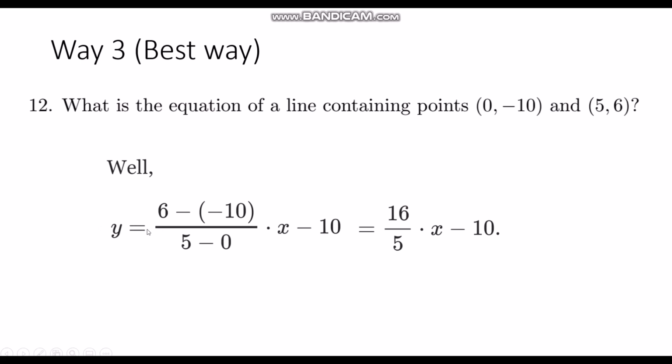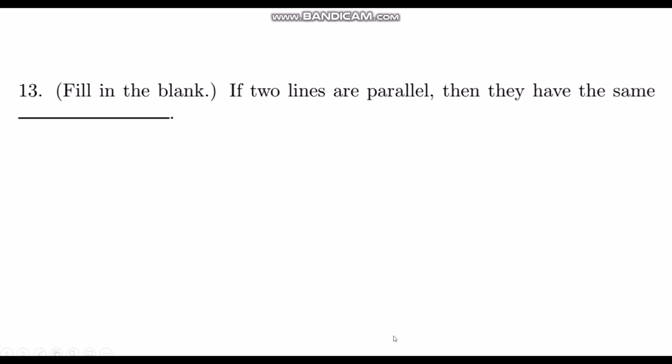So y is equal to m. So 6 minus a negative 10 is our m value over 5 minus 0. And we know by simplifying we get x minus 10, which we know the minus 10 is here from our y-intercept. So much easier to do it this way. I really encourage you to do it this way. This is how you would write this problem out well. Okay, that's the best way of doing it.